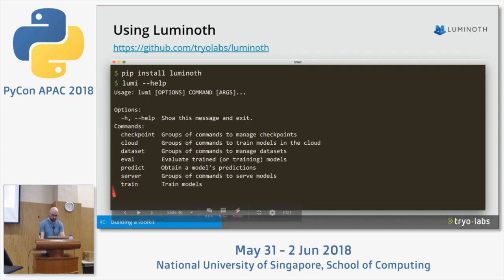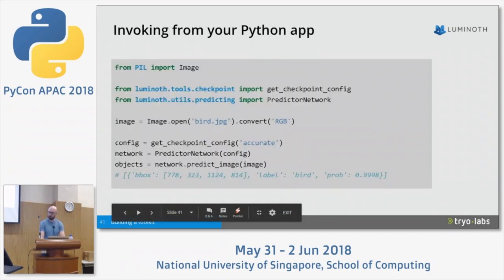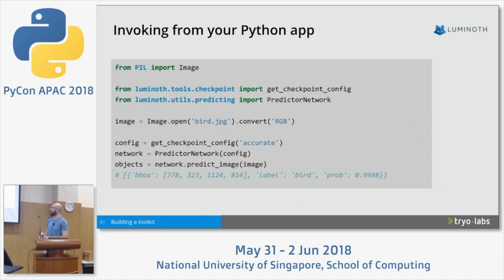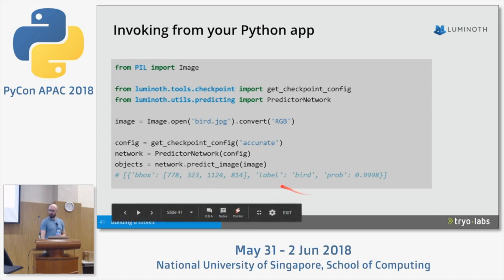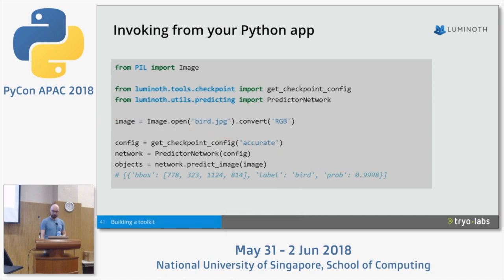So how do I invoke this from my Python app? It's very simple. This API will likely change because we're making it better. But in a few lines of Python code, you open your image, you call get checkpoint, you call predictor network, you call predict image, and you have a dictionary with your bounding boxes and the probability of each label. Okay, so here you have the label. This is actually a bird, and it's 99% probable.